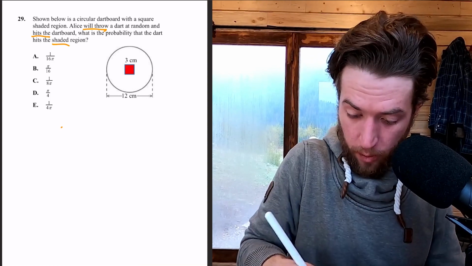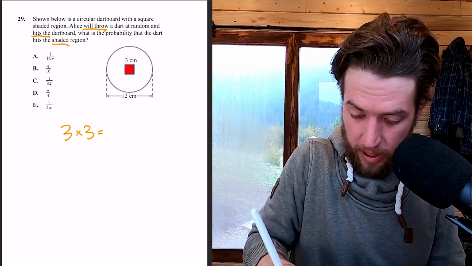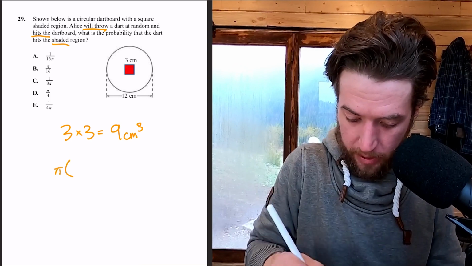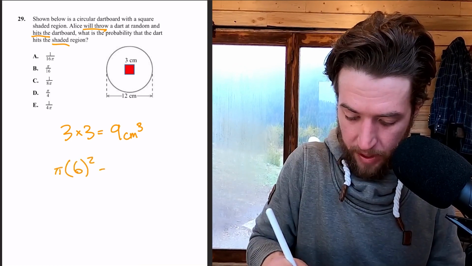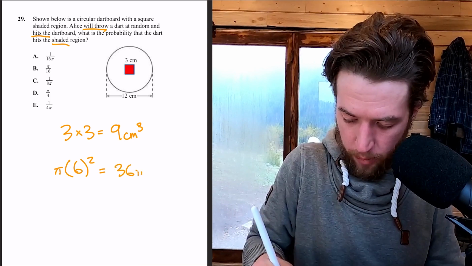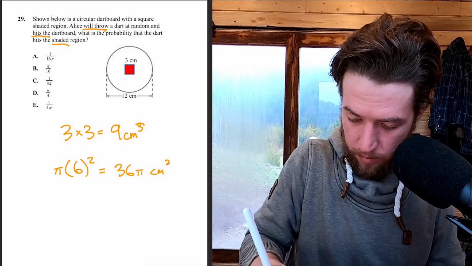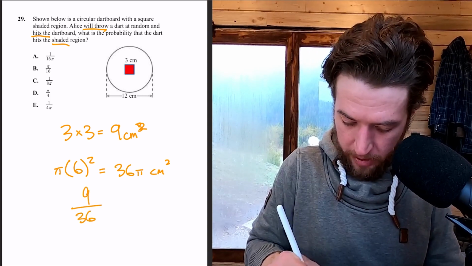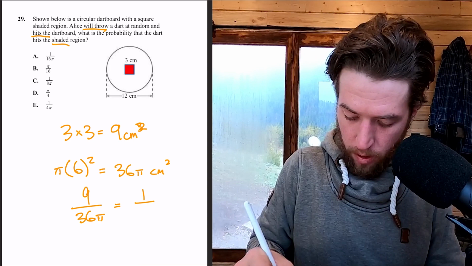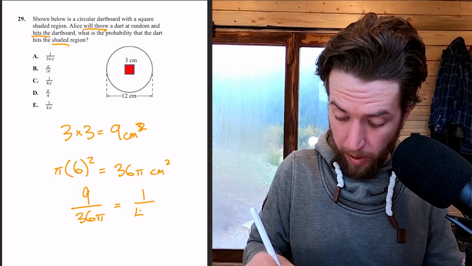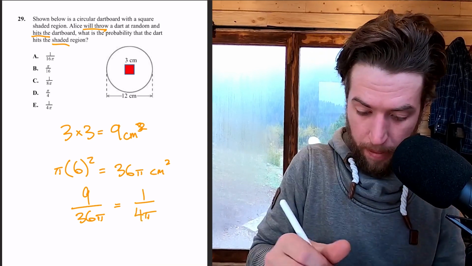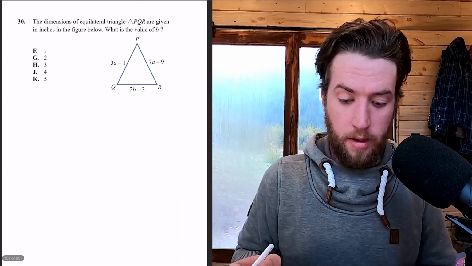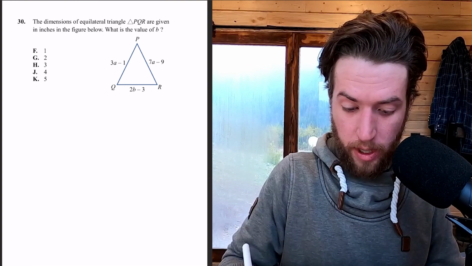The area of that square is 3 by 3, which is 9 square centimeters. The area of the circle is pi times its radius, which is 6, half of 12, squared, which is 36 pi square centimeters. Oh, that's a squared. So the probability of hitting the square is 9 over 36 pi, which is 1 over 4 pi, right? Or, yeah, 1 over 4 pi. Answer E.